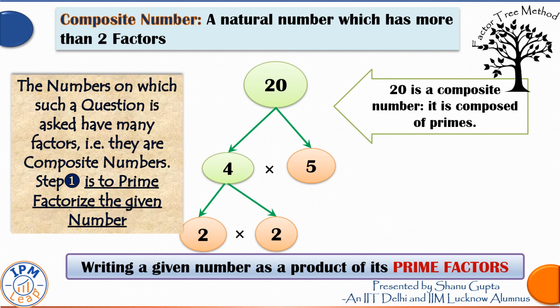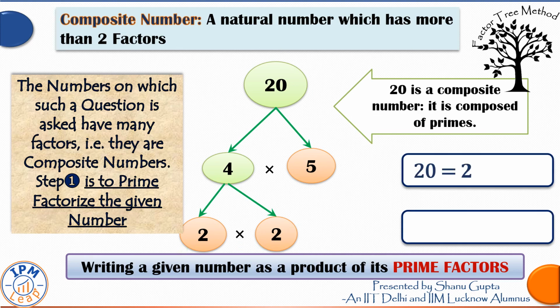Now all you have to do is multiply all the primes at the end nodes. 20 is equal to 2 into 2 into 5, which is the same as saying 20 is equal to 2 square into 5 raised power of 1. This format of writing down a number as a product of its prime factors is called prime factorization.